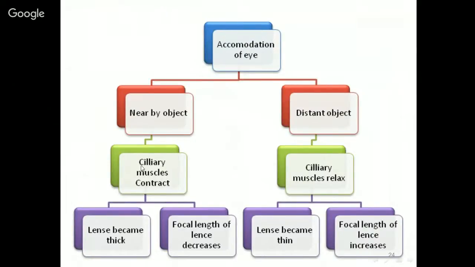For a near object, the ciliary muscle contracts, the lens becomes thicker, and the focal length becomes shorter, while for a distant object, the ciliary muscle relaxes, the lens becomes flatter, and the focal length of the lens increases.